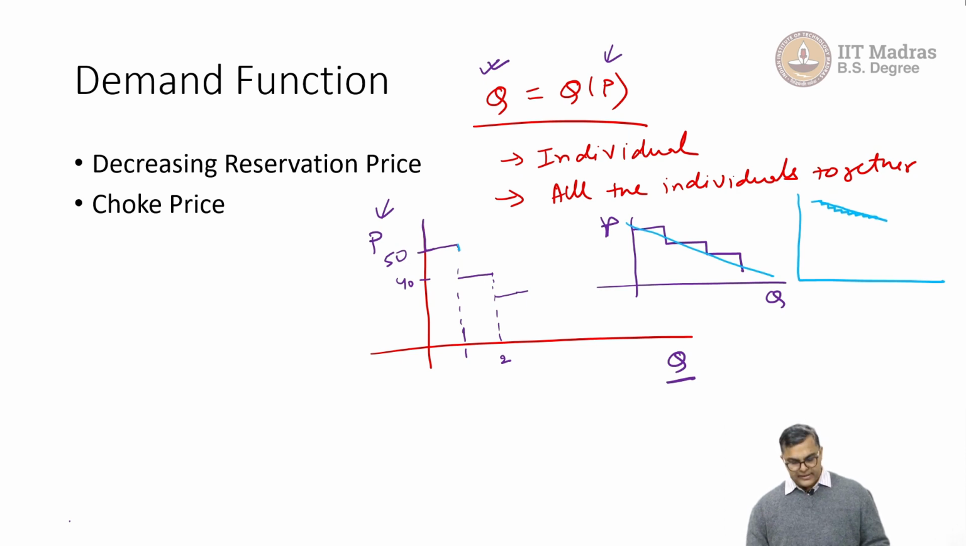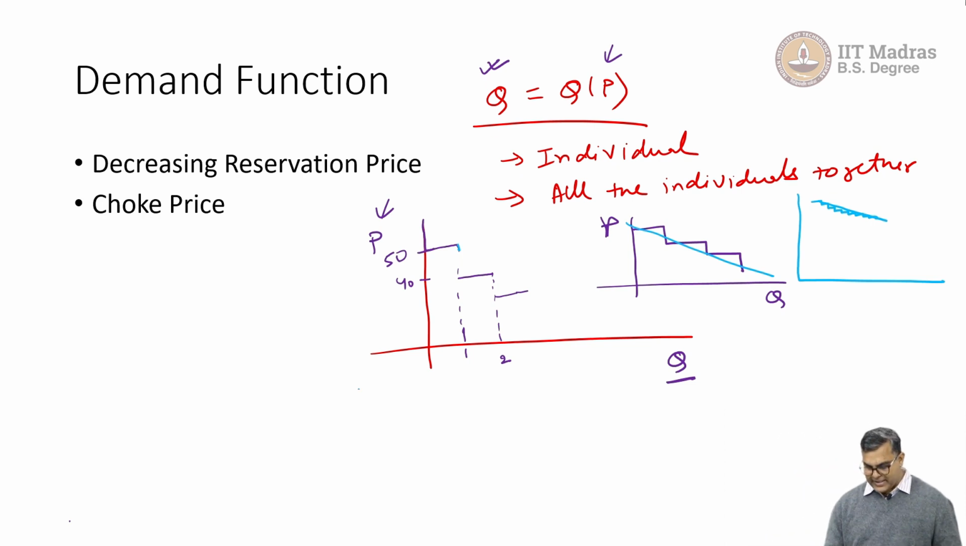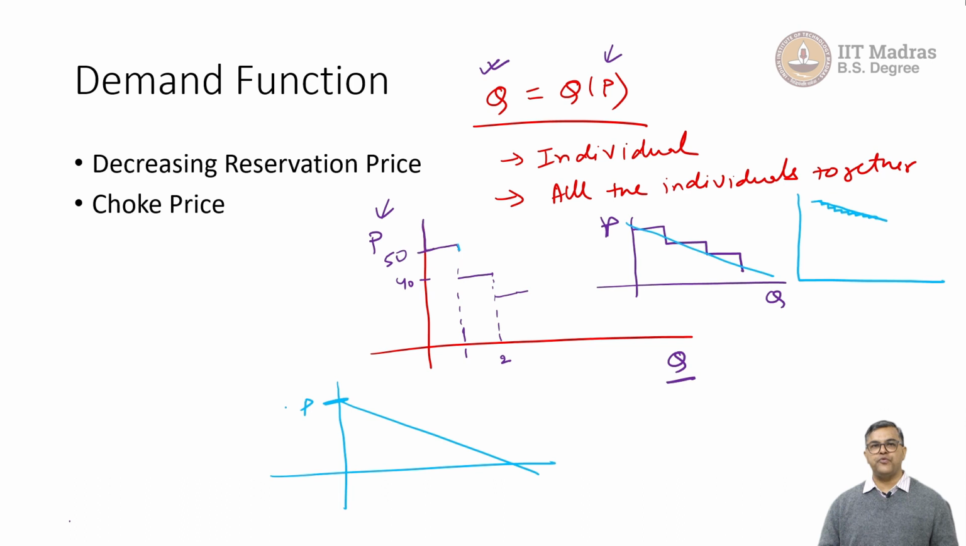Another way to look at it is that rather than thinking in terms of one mango, you can also start thinking of a portion of a mango. So, here also the steps will become smaller and then a straight line can approximate the demand function. So, we can get something like this. This price, above which this individual, and if we are talking about all the individuals together, the price above which no one will buy any item in the market, is called the choke price.